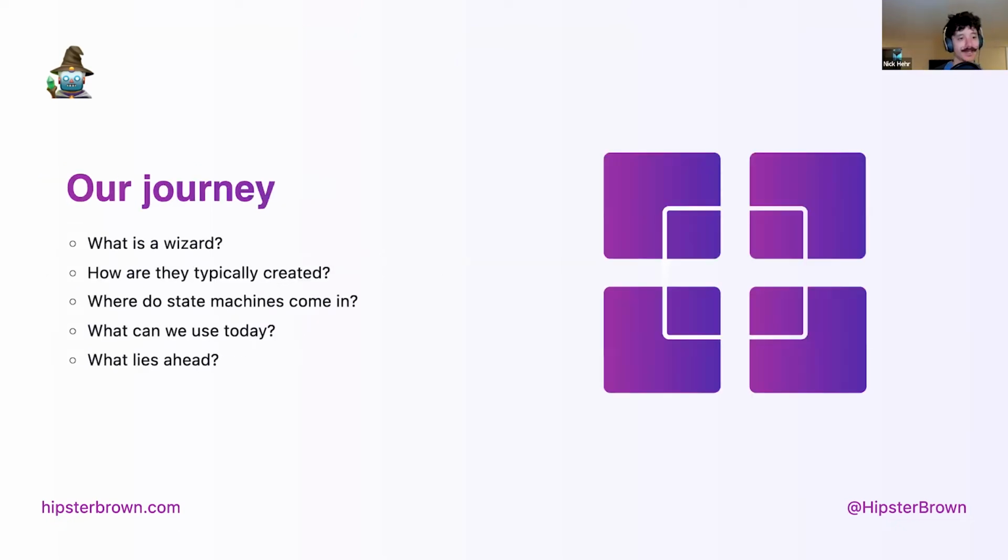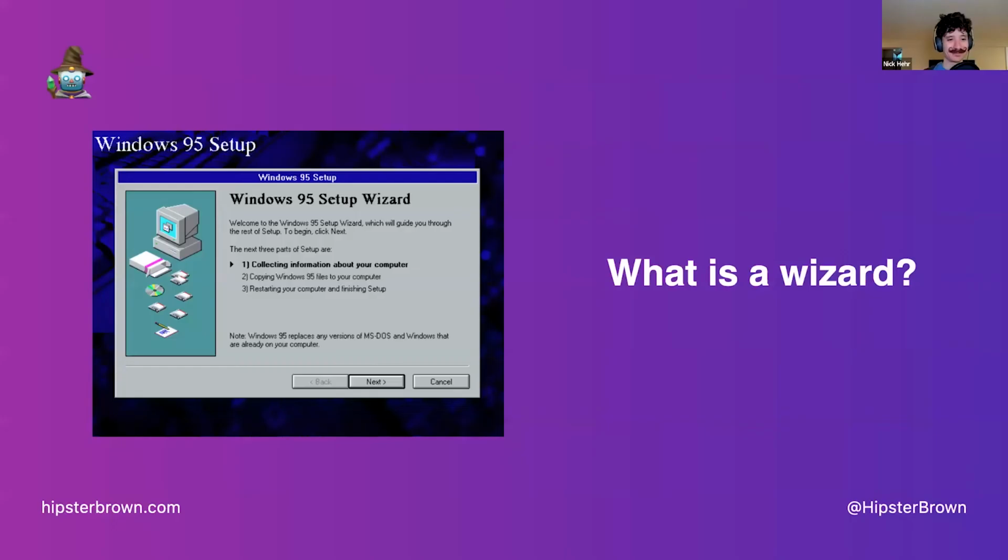So let's see, our journey today. We're going to figure out what a wizard is, how we can create them or how they're usually created, how state machines can help us maybe do that better, what we can use today in tandem with that solution, and what we can do after this talk.